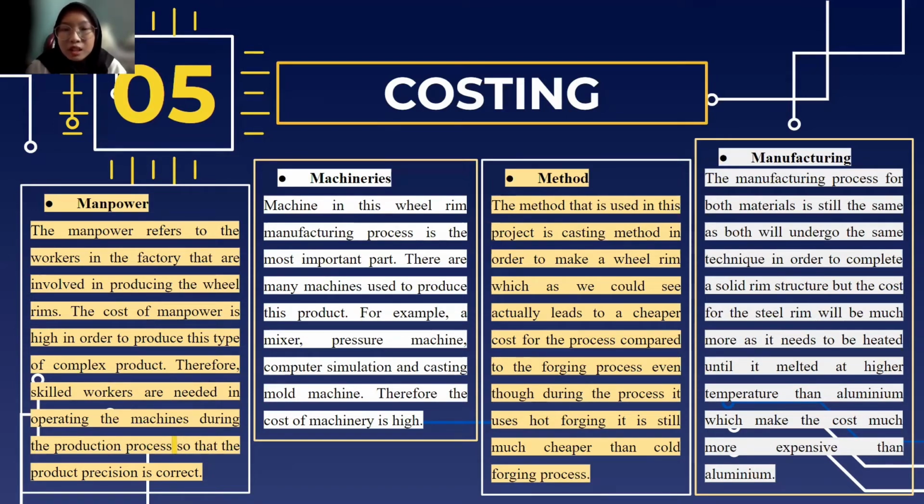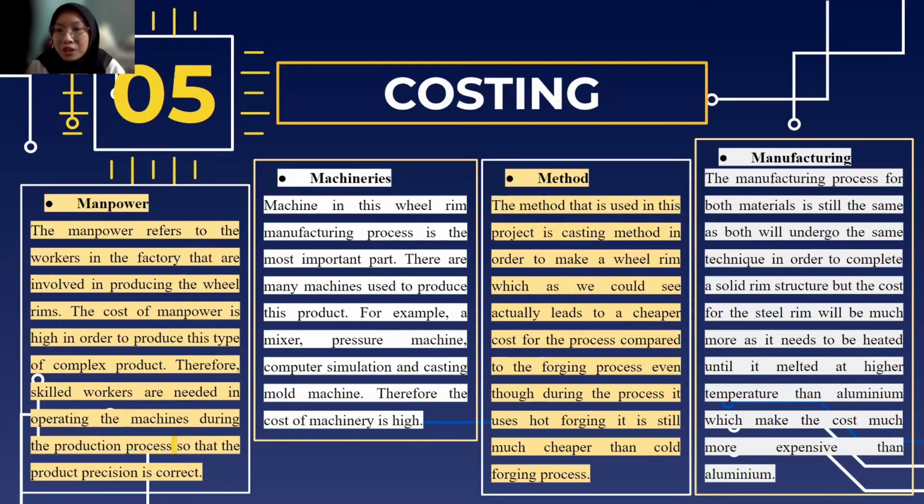The third one is method. The method that is used in this project is the casting method in order to make a wheel rim, which, as we could see, actually leads to a cheaper cost for the process compared to the forging process, even though during the process it used hot forging. It is still much cheaper than the cold forging process.